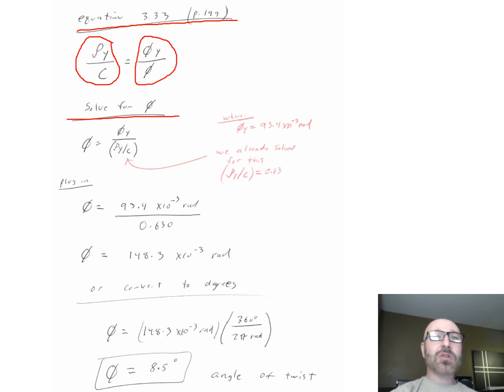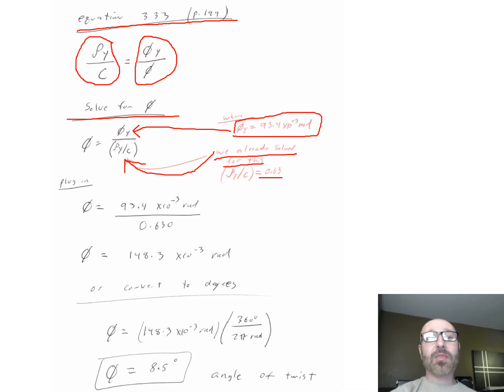And you can see we already solved for this rho sub y over c of 0.63. So I can plug that right into the denominator. And I've already solved for my phi sub y, which I can plug right into my numerator and get my phi value out. So phi is equal to 93.4 times 10 to the negative third radians divided by 0.63 on the bottom, which is the ratio there. We do that out, and that's unitless. What we end up with is phi equal to 148.3 times 10 to the negative third radians. So this is all in radians right now.